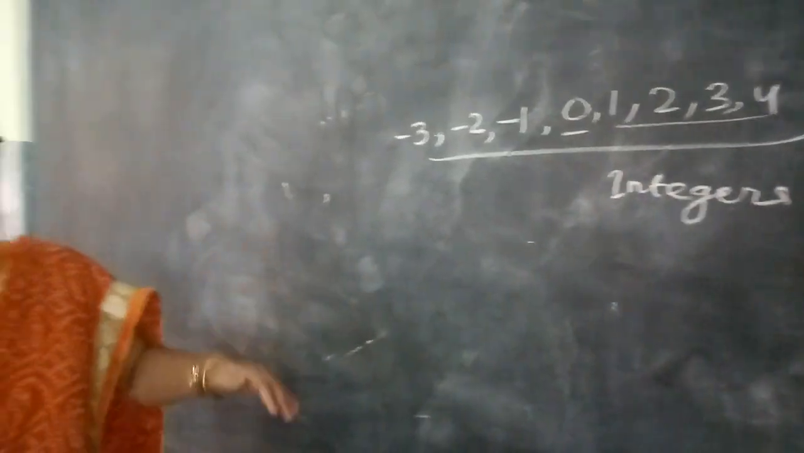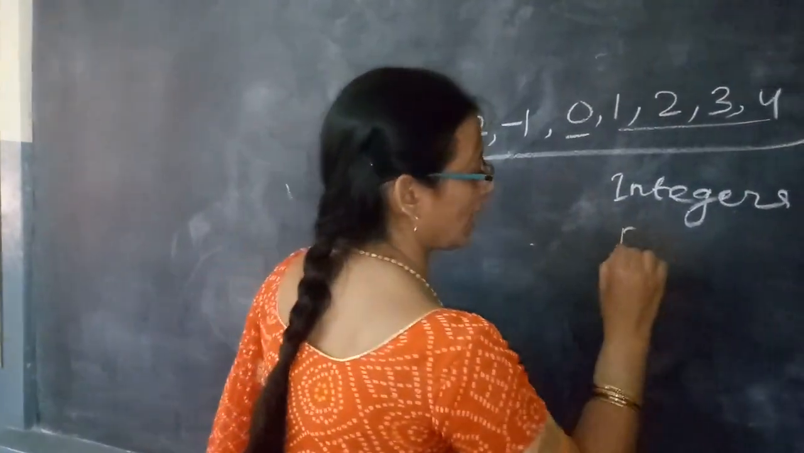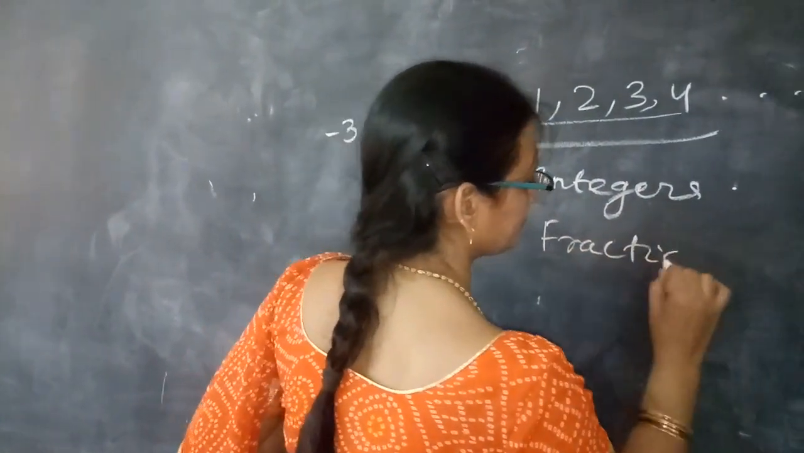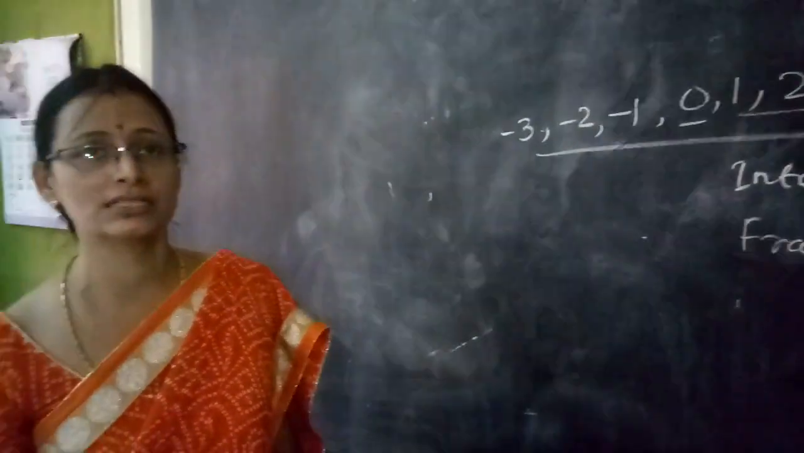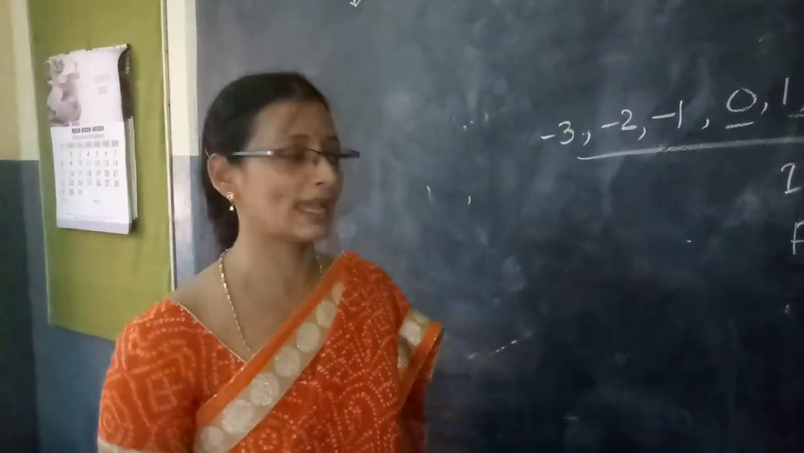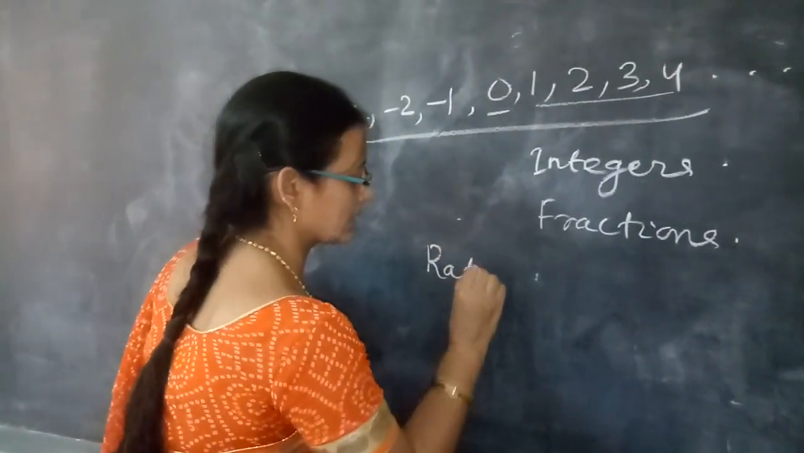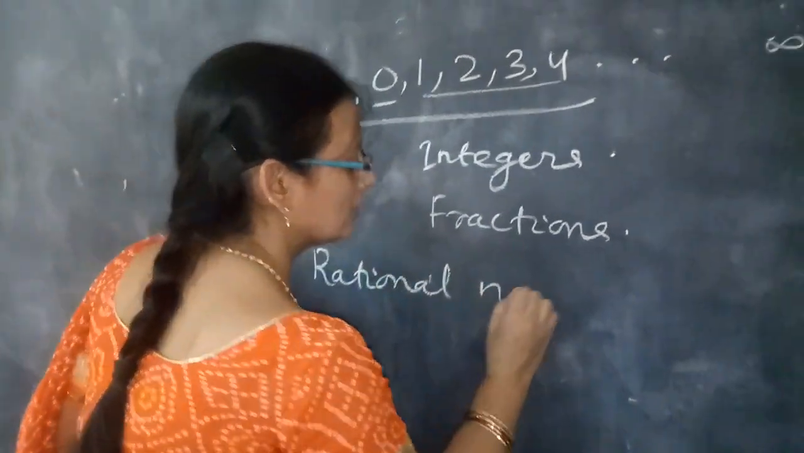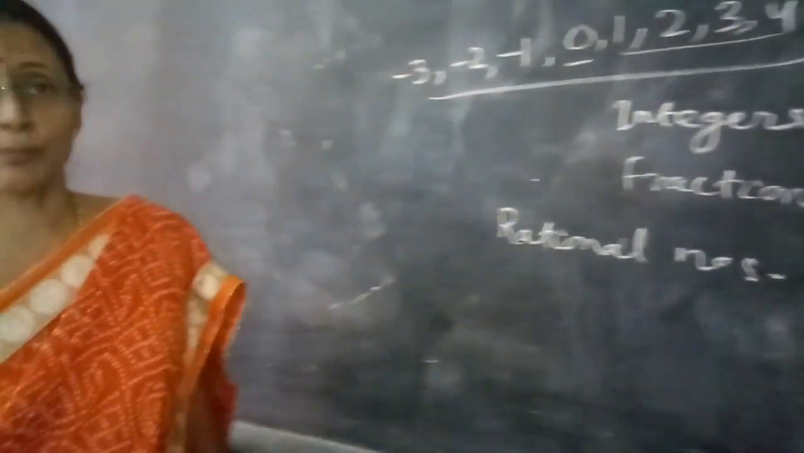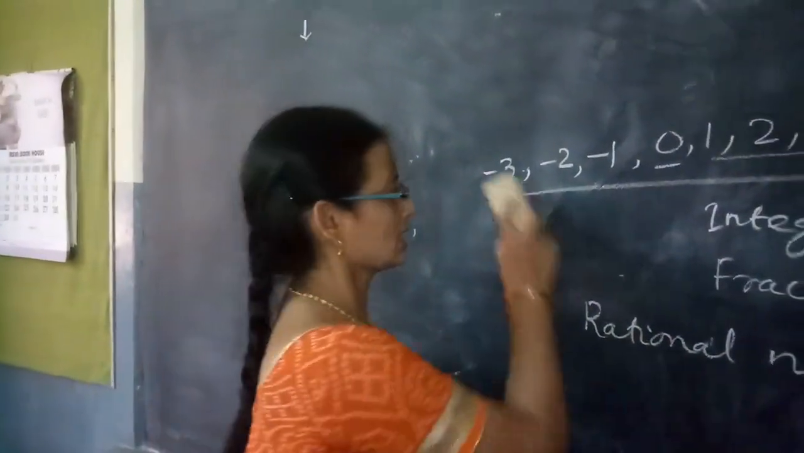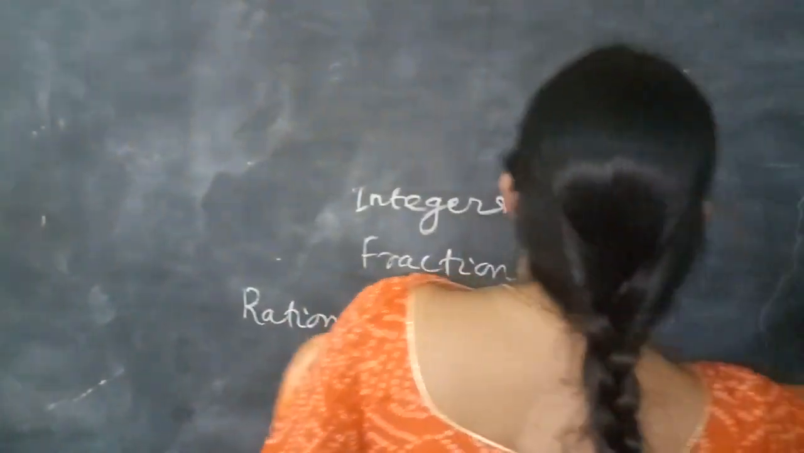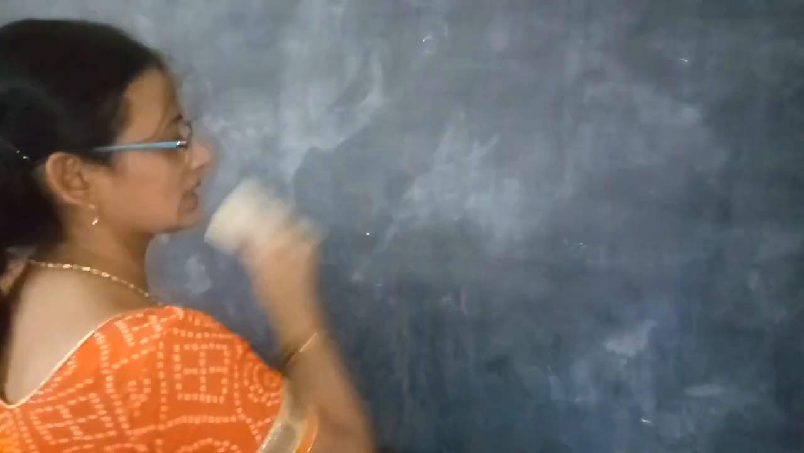And a part of whole is called a fraction. And these whole numbers, integers, fractions are commonly called rational numbers. Today's topic is rational numbers. We'll learn about what rational numbers are.